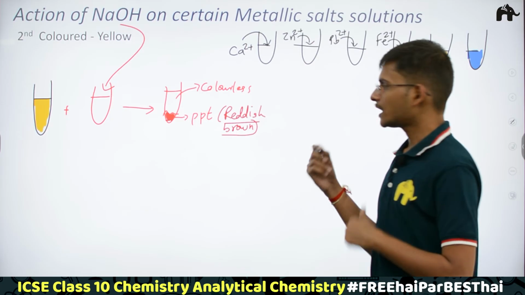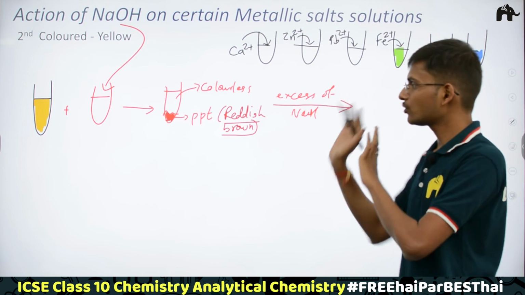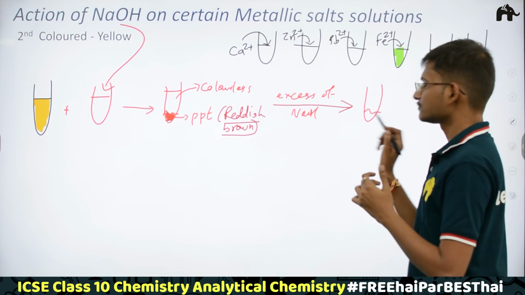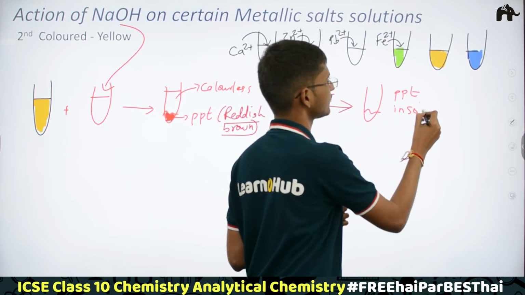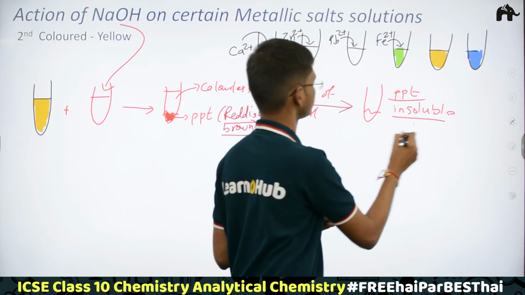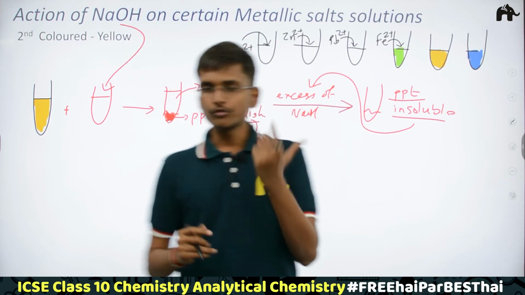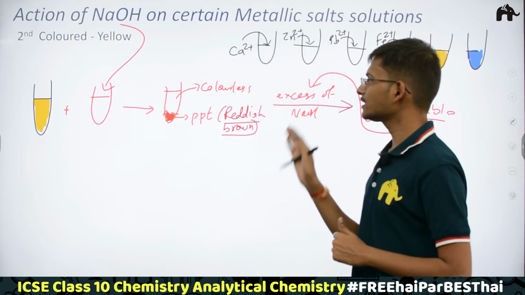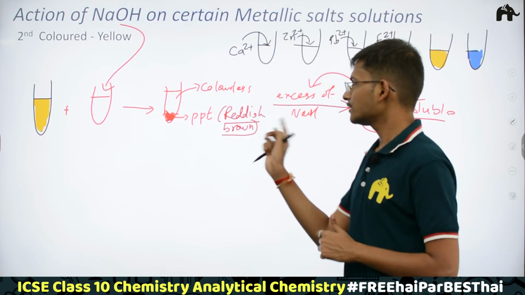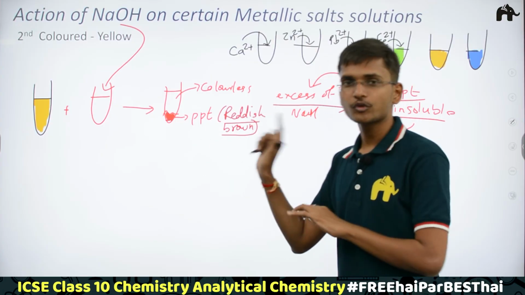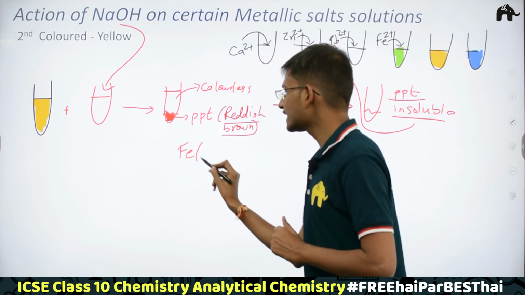Now what is happening? After adding excess of NaOH into it, this precipitate remains as it is. So this means that this precipitate is insoluble in excess of NaOH. Very simple. Now moving ahead to the chemical reaction which we have to write. In this case, after adding NaOH solution into this yellow colored metallic salt solution, we get this reddish brown precipitate, which is insoluble in excess of NaOH. Then this reddish brown precipitate is of ferric hydroxide.